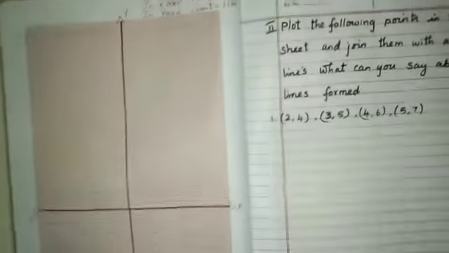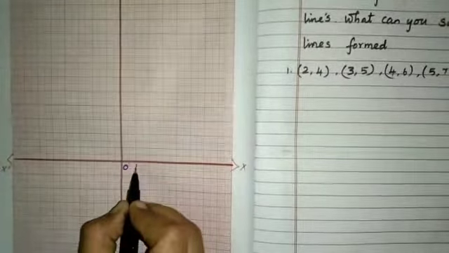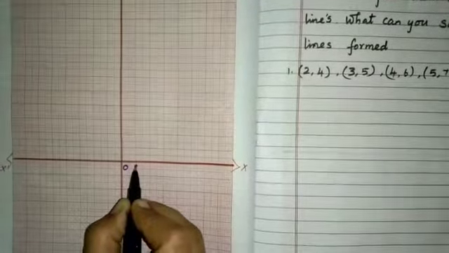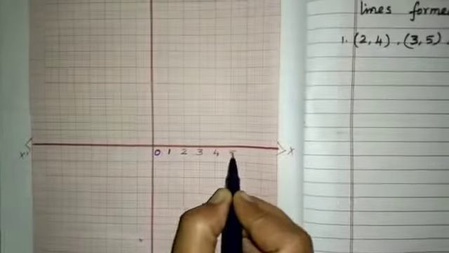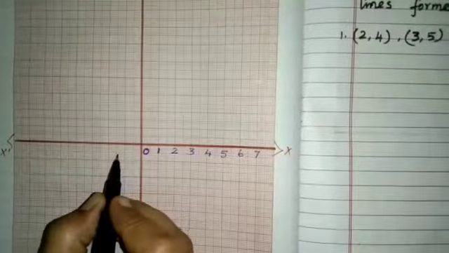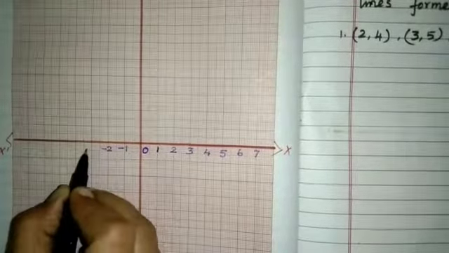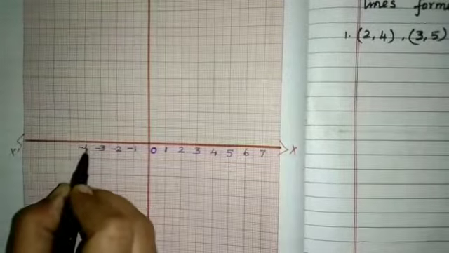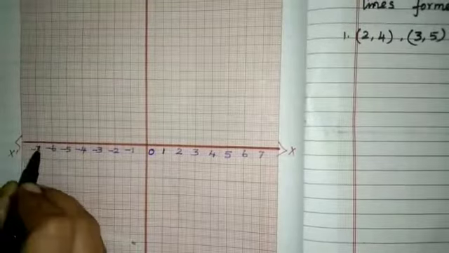This is a graph sheet. The horizontal line is the x-axis, the vertical line is the y-axis. The intersecting point is the origin O. This is the positive number 1. Nearest to 0 is 1. This is 2, 3, 4, 5, 6, 7. In the same way, the left side of 0 is negative numbers. So this is -1, -2, -3, -4, -5, -6, -7.